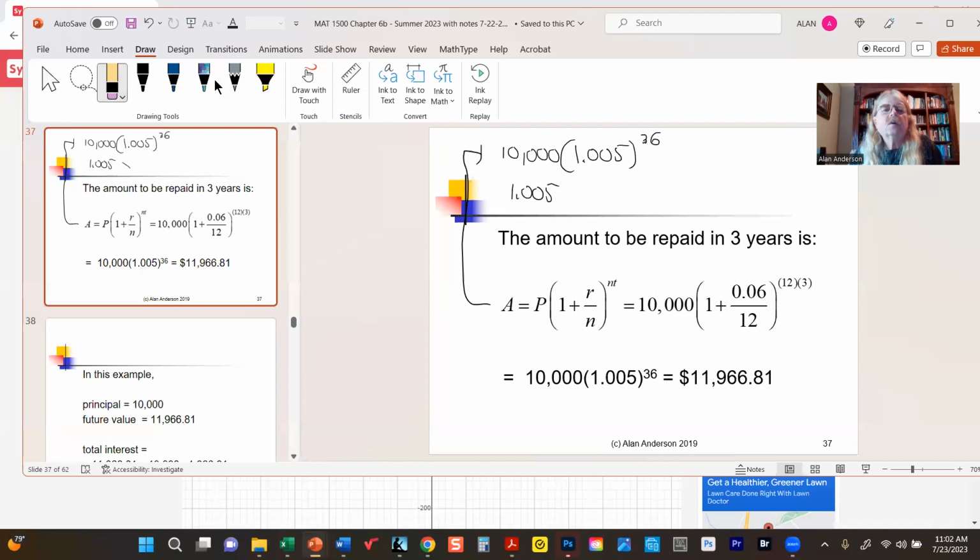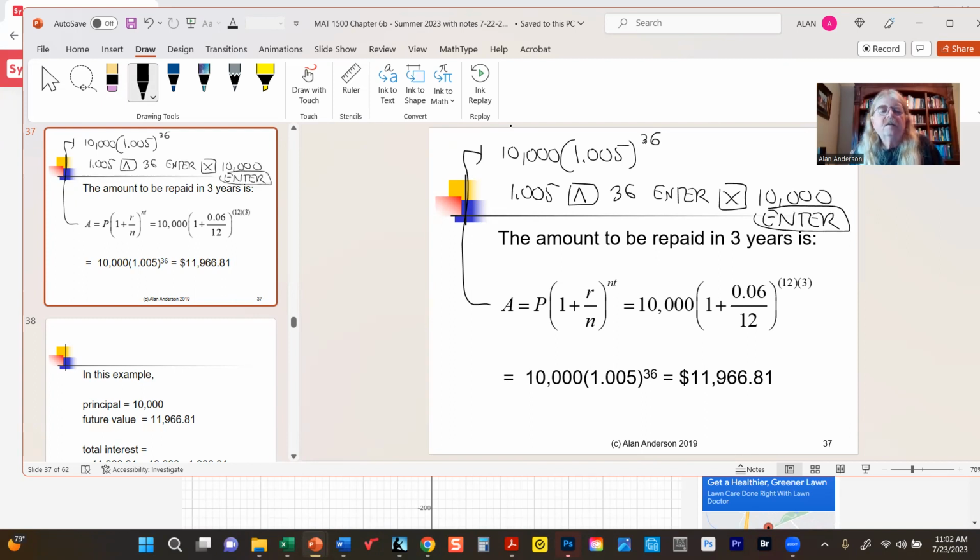Now, on the TI-84, the exponentiation key is this thing, the caret. These are the steps you would follow. 1.005 raised to the 36th power comes first. If you go from right to left, the advantage of doing it this way is that you can avoid the need for a lot of parentheses, which isn't a problem. It's just that I think it's easier to avoid mistakes this way.